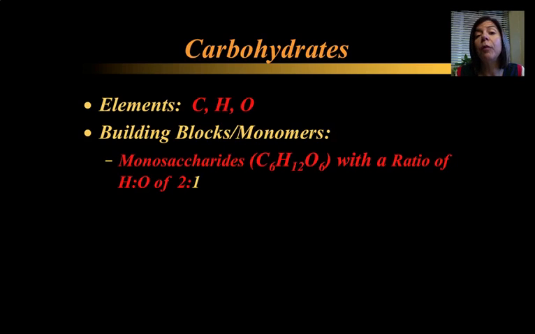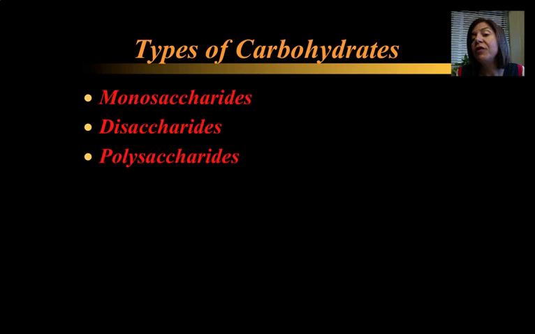They have a molecular formula of C6H12O6. That means 6 carbons, 12 hydrogens, and 6 oxygens. And they have a ratio of 2:1 of hydrogens to oxygens. So for every oxygen you have, you're going to have 2 hydrogen atoms. Now, there's 3 different types of carbohydrates. There's monosaccharides, mono referring to 1, saccharides referring to sugar, disaccharides, di referring to 2, and saccharides referring to sugar, and polysaccharides, poly referring to many, and saccharides again referring to sugar.